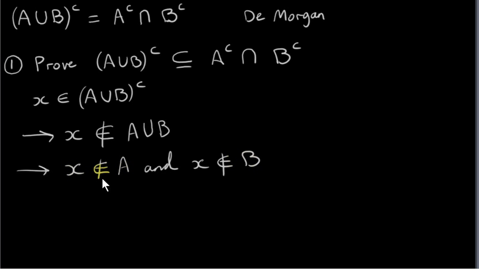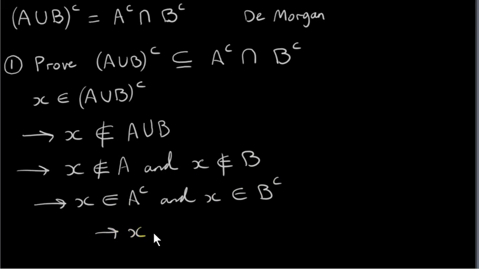But if X is not in set A, it means that X must be in the complement of A. And if X is not in set B, it means that X must be an element of the complement of B. The complement of B is everything outside of B. But if X is in both of these sets, A complement and B complement, it means that X must be in the intersection of the two sets. If it's in both sets, it's in the intersection.